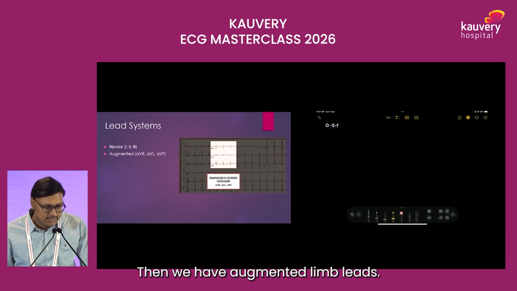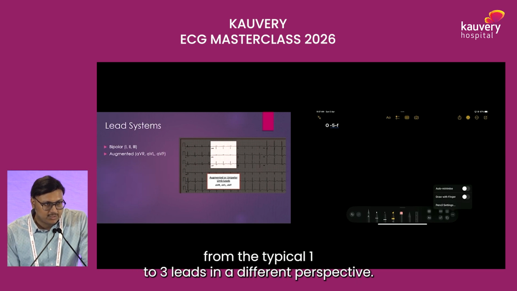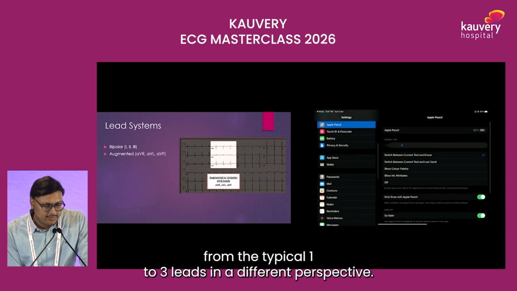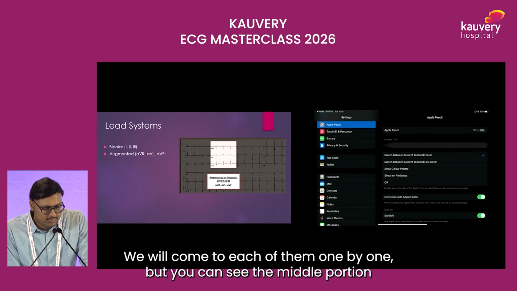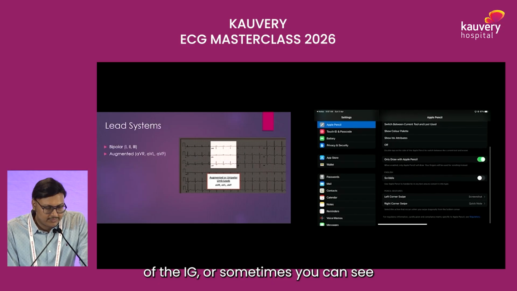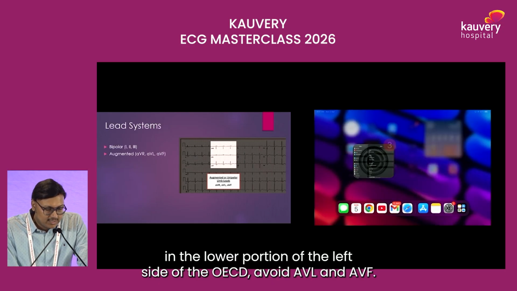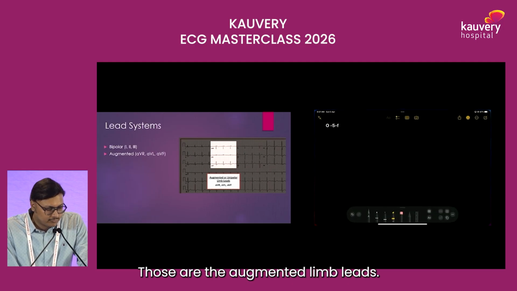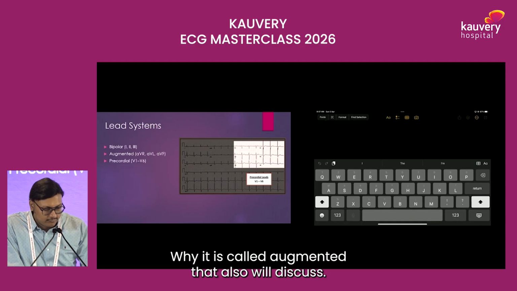Then we have augmented limb leads. Those are a special kind of unipolar leads where, apart from the typical 1, 2, 3 leads, we are getting to know the voltage from a different perspective. We'll come to each of them one by one, but you can see in the middle portion of the ECG, or sometimes in the lower portion of the left side of the ECG, aVR, aVL, and aVF. Those are the augmented limb leads. Why it is called augmented, we'll also discuss.